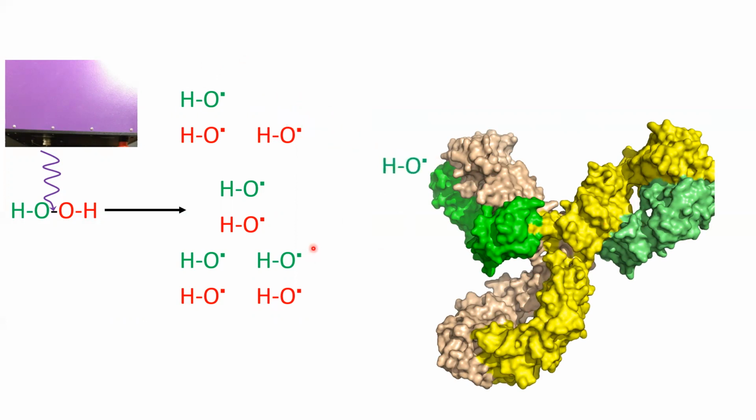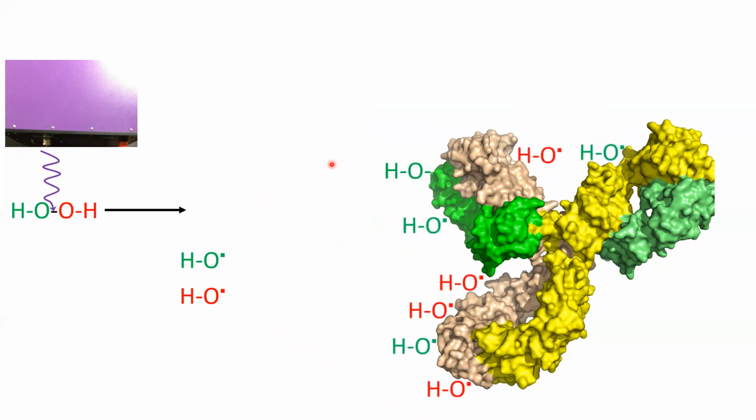What will then happen is the hydroxyl radicals that we make from the photolysis of the hydrogen peroxide will diffuse through the aqueous solution. And when they reach the surface of our target antibody, they will react with amino acid side chains and form an oxidized amino acid. And of course, all of the hydroxyl radicals will diffuse to the surface.